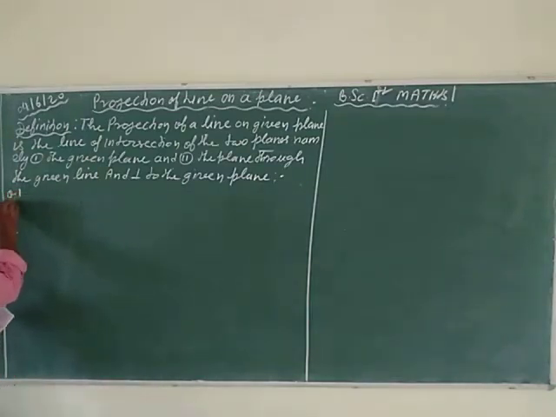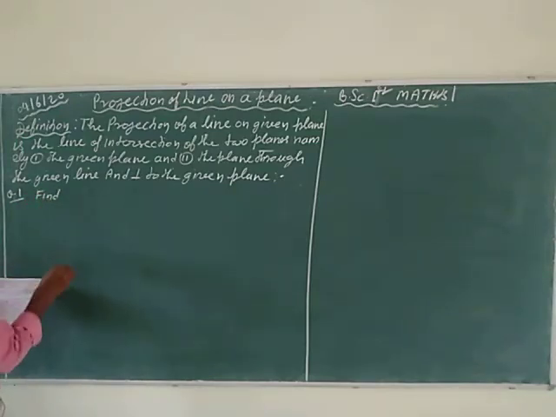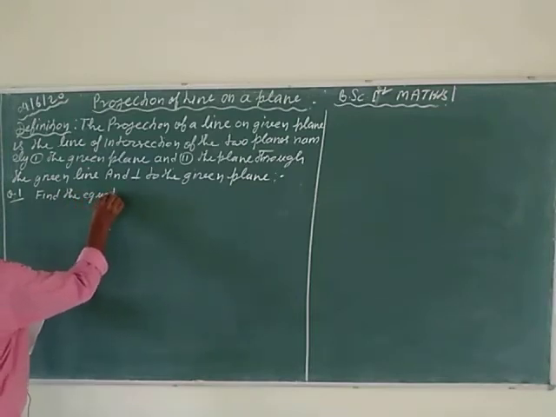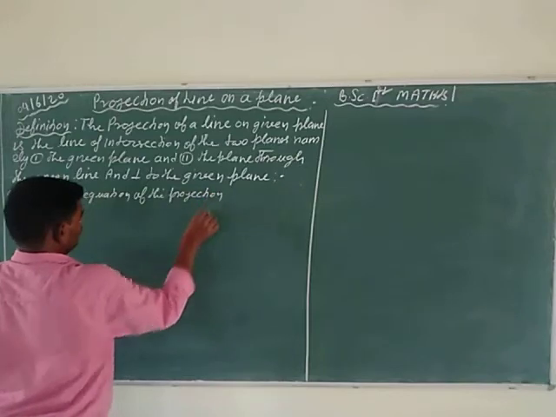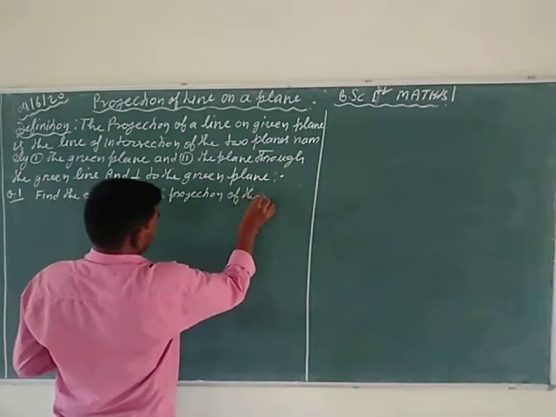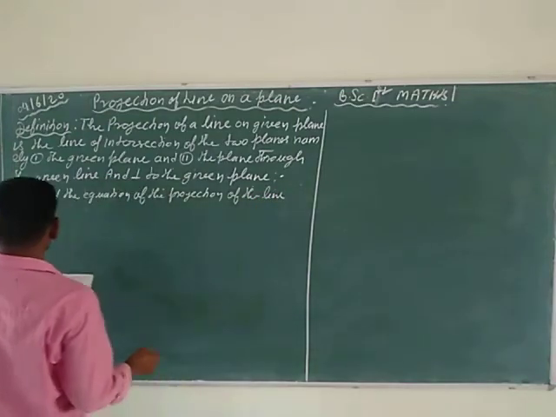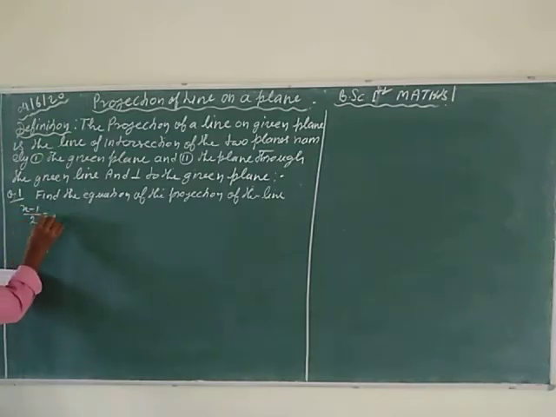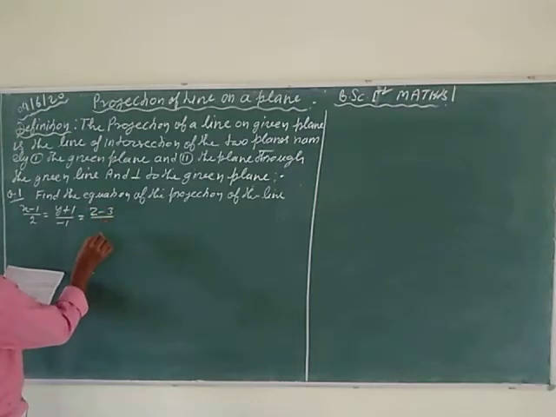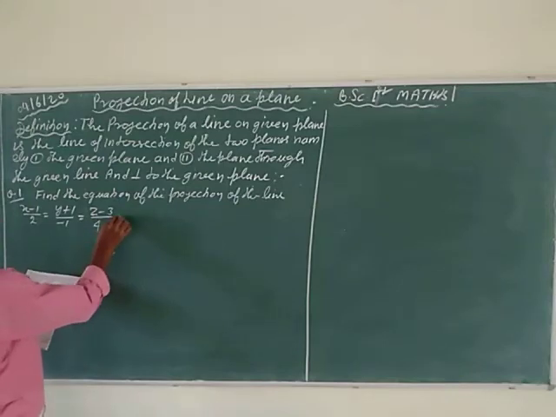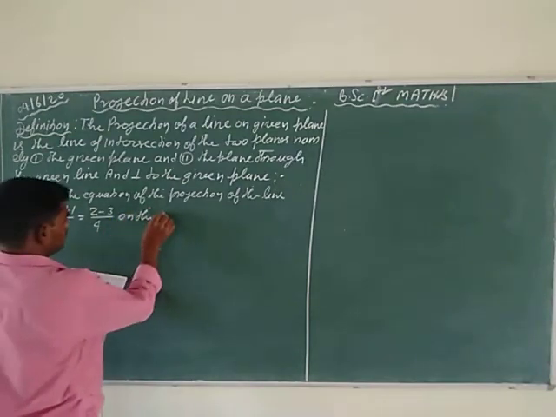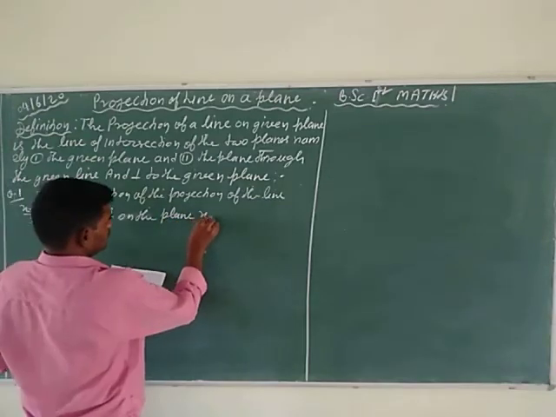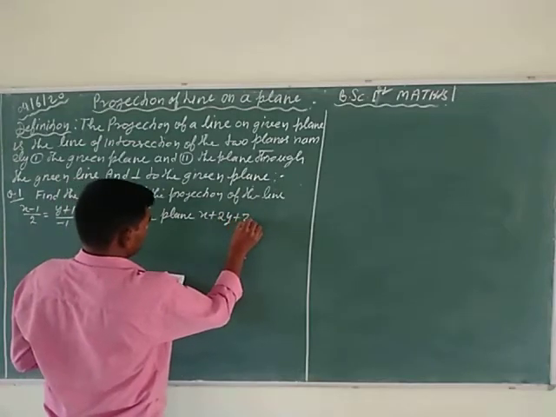So write question first. In question first, find the equation of the projection of the line (x minus 1)/2 = (y plus 1)/(minus 1) = (z minus 3)/4 on the plane x plus 2y plus z is equal to 6. This line equation is in symmetrical form.